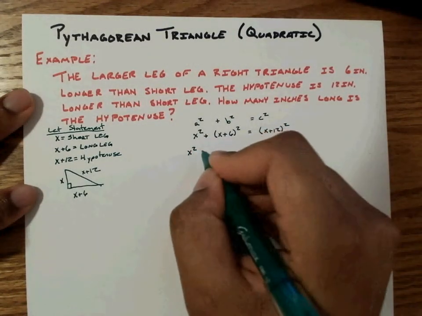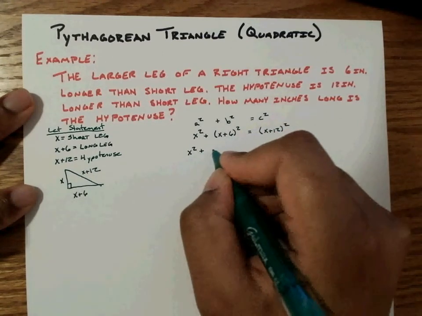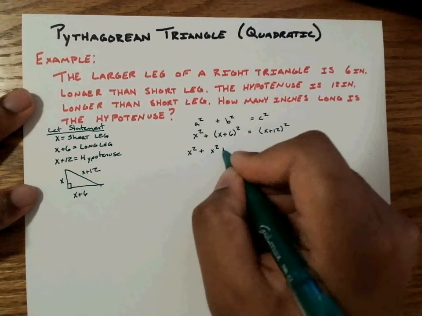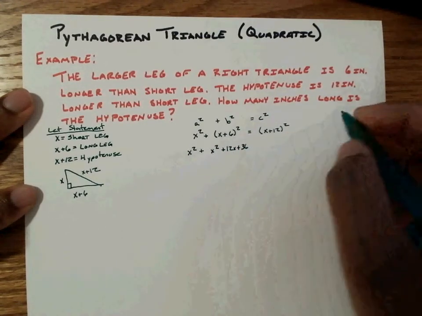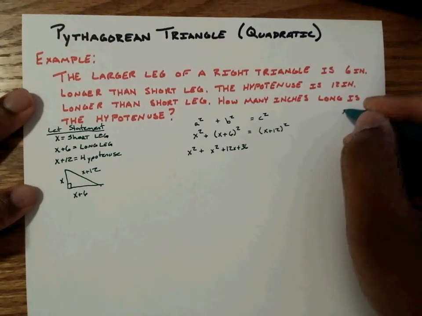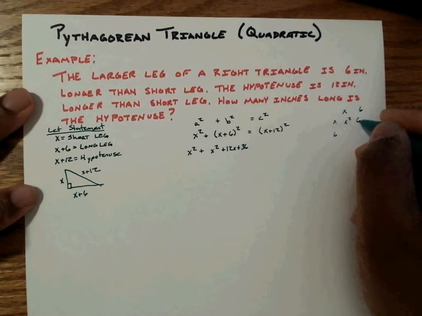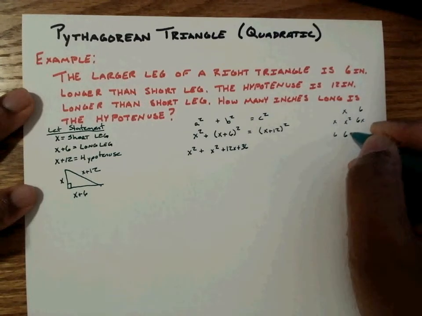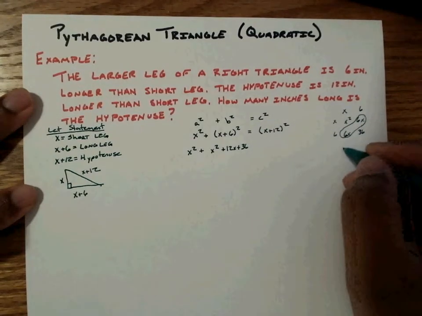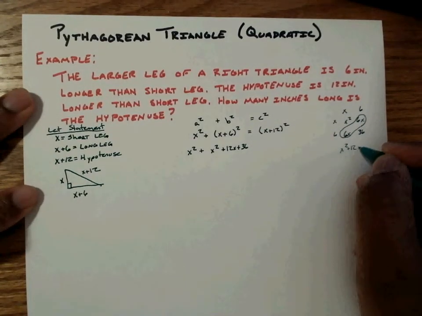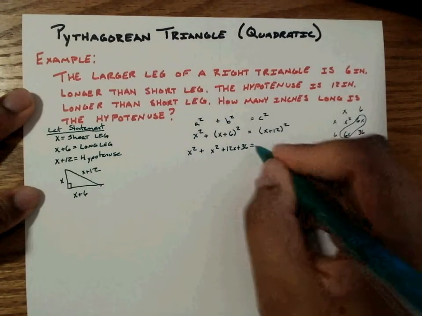So we end up with X squared plus, and right here you just do the box method, and when you do the box method you should get X squared plus 12X plus 36. So again, all I did on the side, X and 6, X and 6, we get X squared, 6X, 6X, and 36. Like terms, so we get X squared plus 12X plus 36. And that's how we got that.